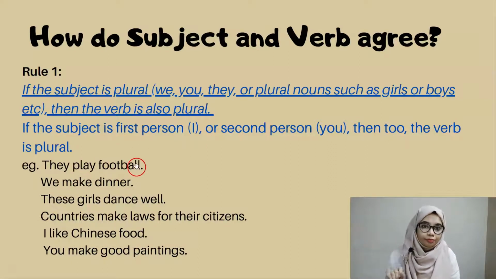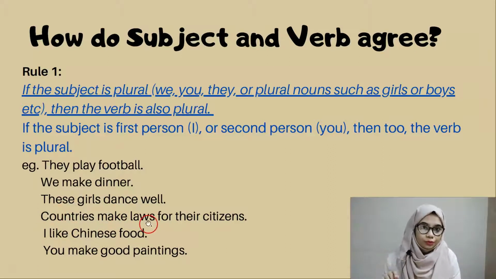They play football. So they is the subject, which is plural, and play is the verb, which is plural. We make dinner. We is plural subject, make plural verb. Remember, plural verbs do not carry S. These girls dance well. So girls, subject, plural nouns. Dance well, verb, plural verb. Countries make laws for their citizens. Countries, plural subject, make plural verb.